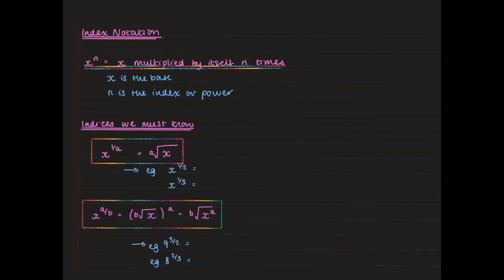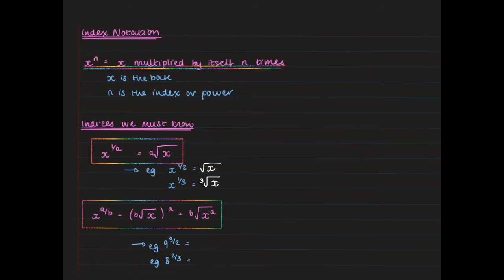So there are some indices that we have to know. If I have x to the power of 1 over a, that means I have the a-th root of x. Let's look at these examples. If I have x to the half, that means I've got the square root of x. If I have x to the third, I've got the cube root of x. In the same way, if I have x to the power of a over b, that's the b-th root of x to the power of a, or the b-th root of x, all to the power of a, and it doesn't matter which way we apply them. We can do it either way depending on the question.